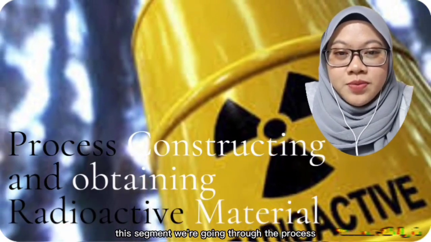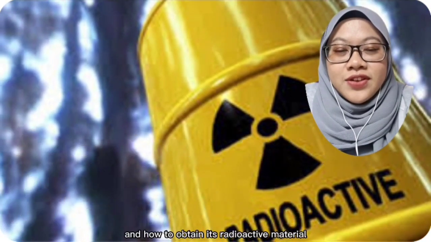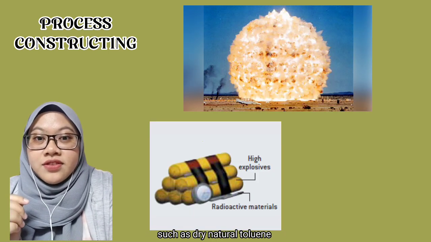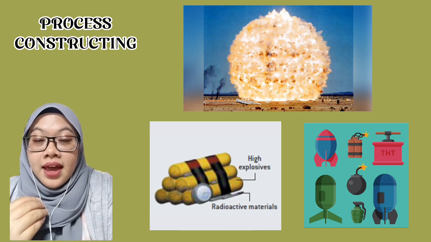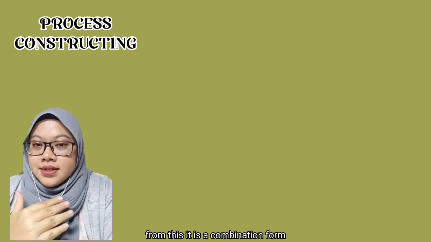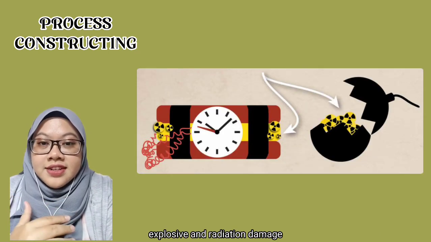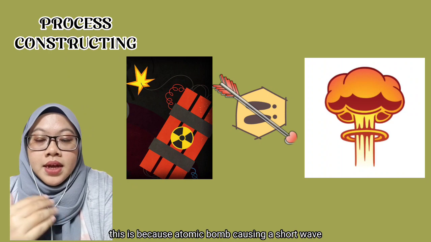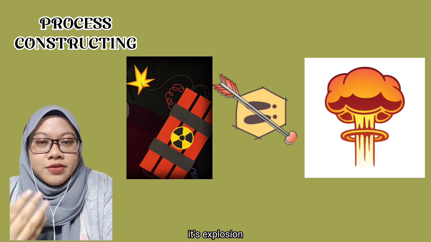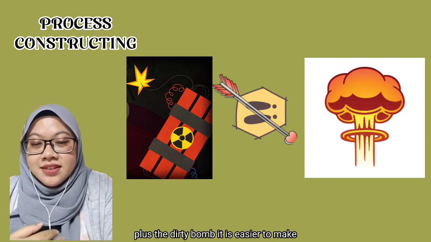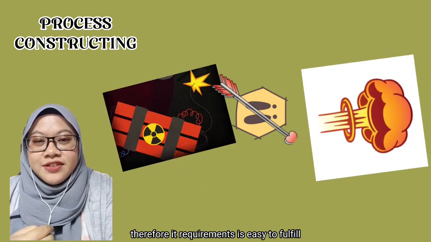In this segment, we're going through the process of constructing the dirty bomb and how to obtain its radioactive material. As we mentioned in the introduction, the dirty bomb is made out of two things: a conventional explosive, such as trinitrotoluene, or TNT, and nuclear material, such as iridium-90 or cobalt-60. It is a combination of explosive and radiation damage. The dirty bomb is different from the atomic bomb. This is because the atomic bomb causes a shock wave, while in the dirty bomb, the explosion plays a secondary role. Plus, the dirty bomb is easier to make, so its requirements are easy to fulfill.